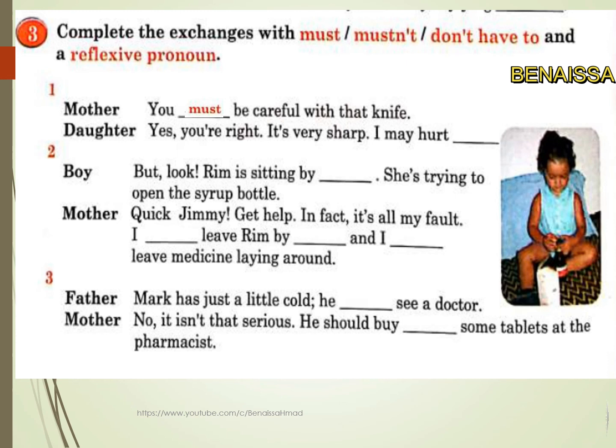The first one, must. Second, myself. Third, herself, reflexive pronoun. Fourth, mustn't, herself, mustn't, don't have to, and himself.